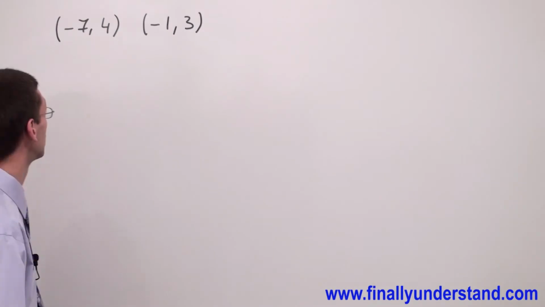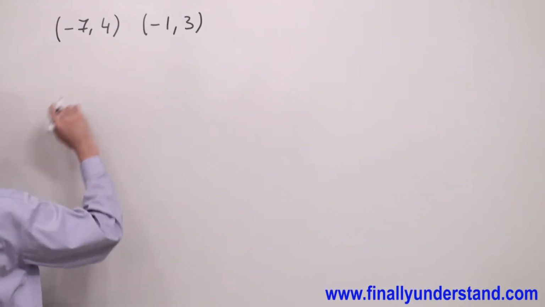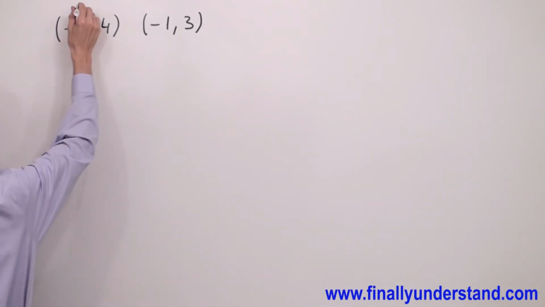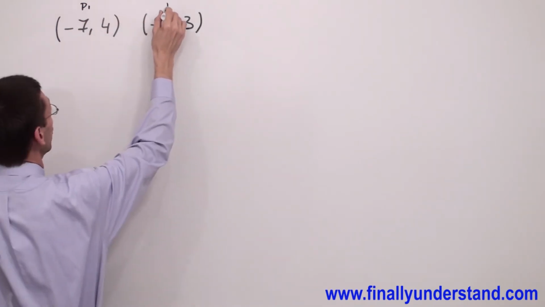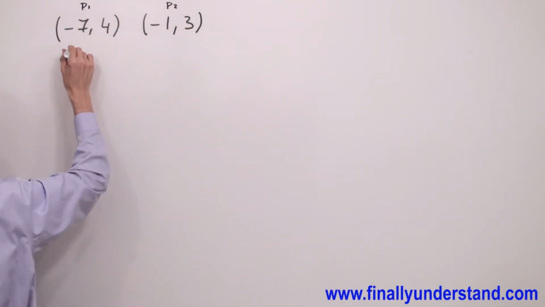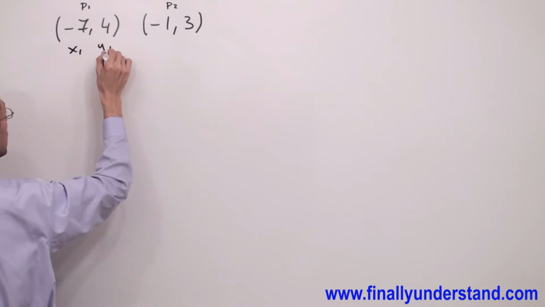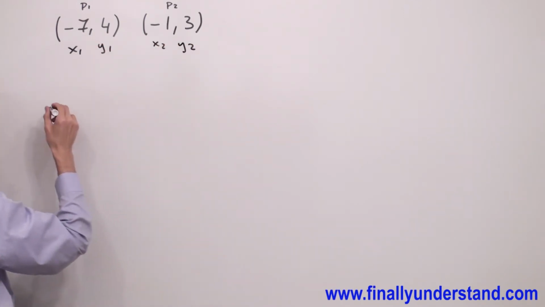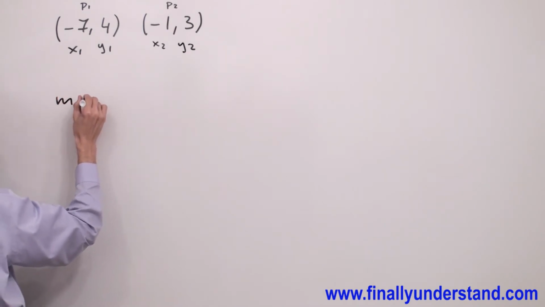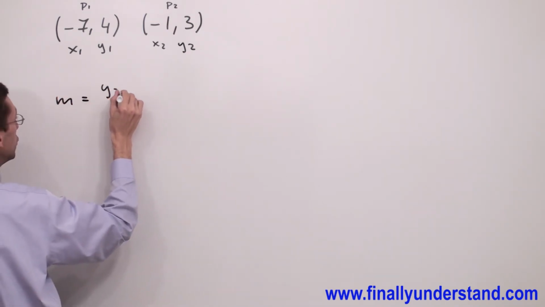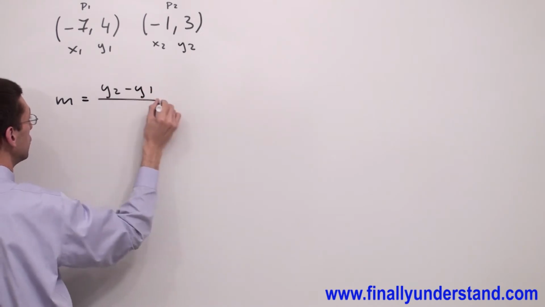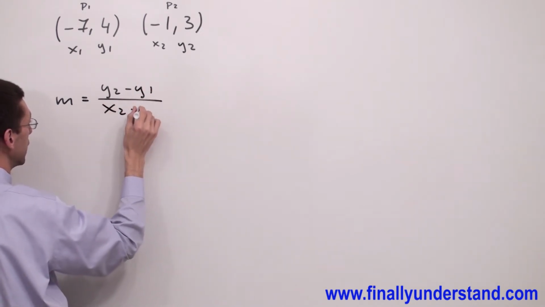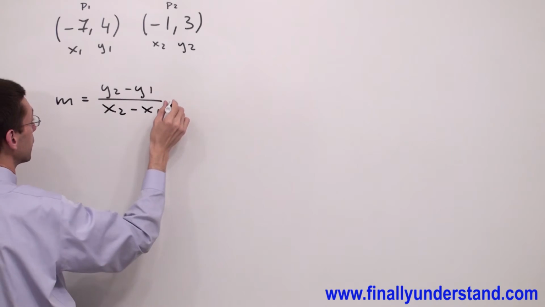We have another example on the board. Again, we're supposed to find the slope of the line which is going to pass through these 2 points. This is my point 1 and this is my point 2. This is my x1, y1, x2, y2. The formula for slope is m equals y2 minus y1 over x2 minus x1.